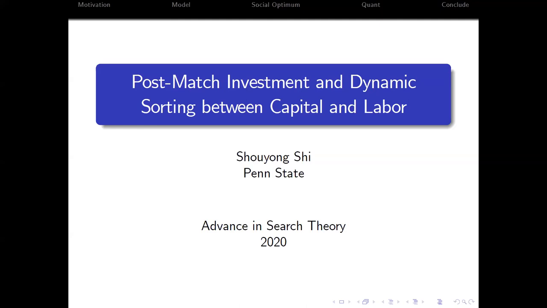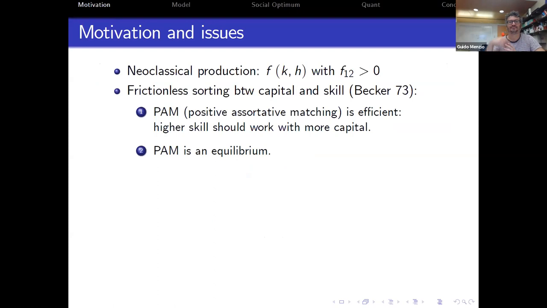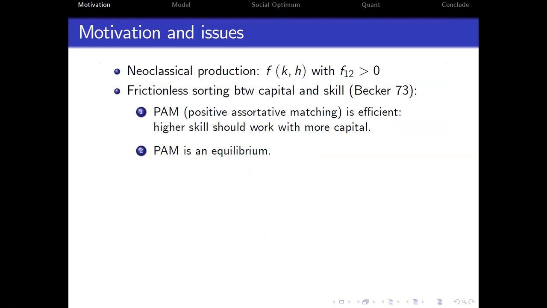So suppose you take the neoclassical production function with capital K and H, where H is going to be interpreted as the skill of the worker, and you make it differentiable, and let's say the cross partial is positive. If the market, in this case the labor market, but it's a capital market too in some way, but I'm going to focus on the labor market for obvious reasons. If sorting is frictionless, there's no matching friction between capital and skill, then Becker's paper, specialized to transferable utilities, would imply two important results.